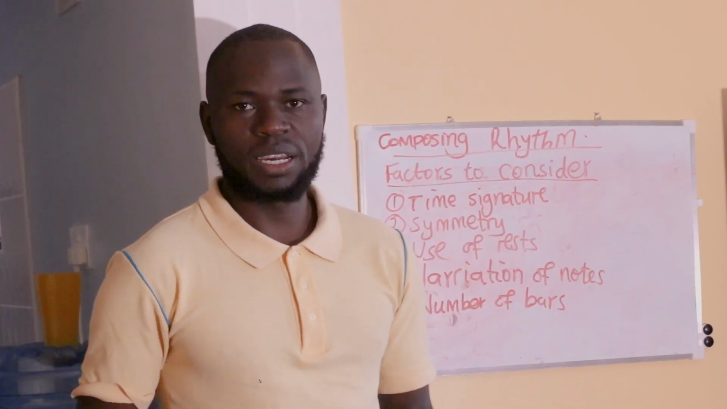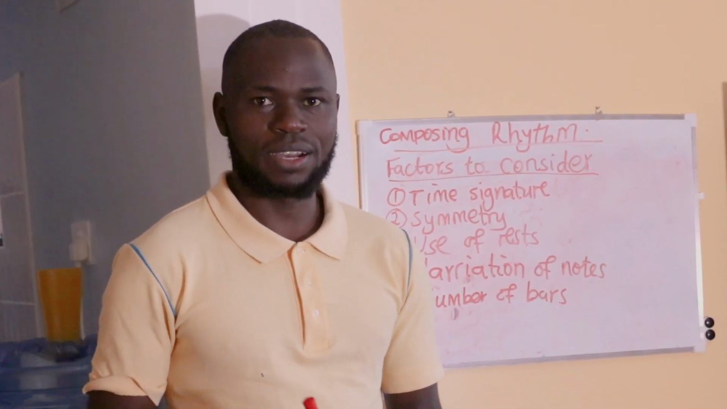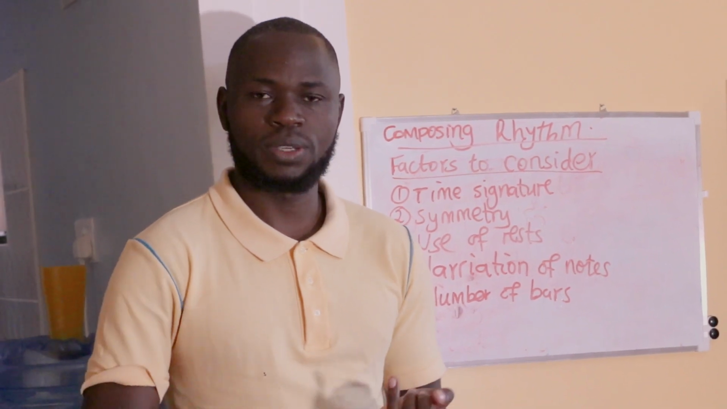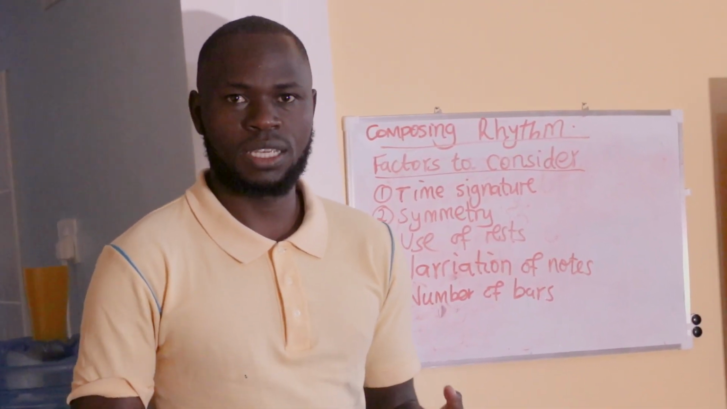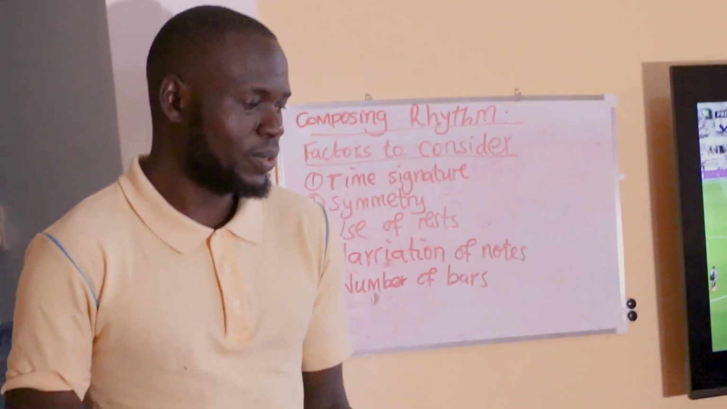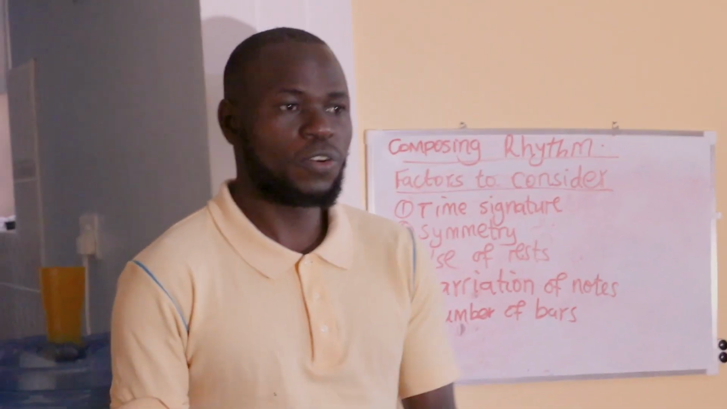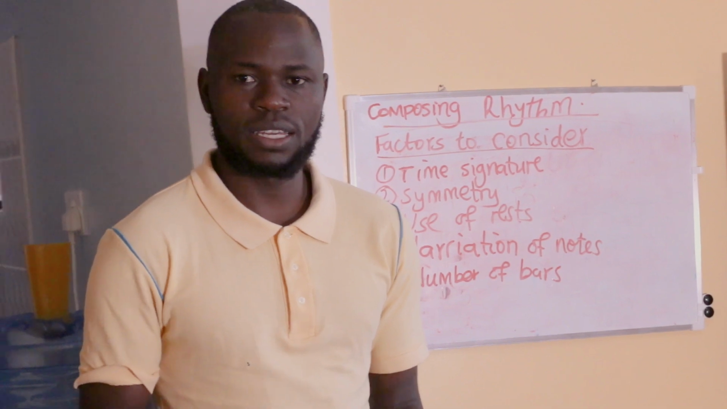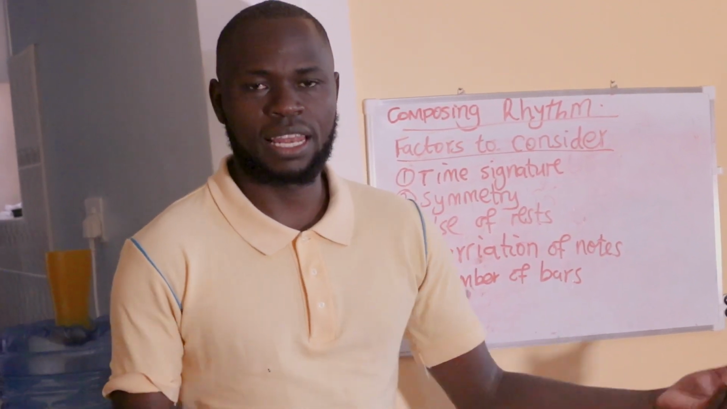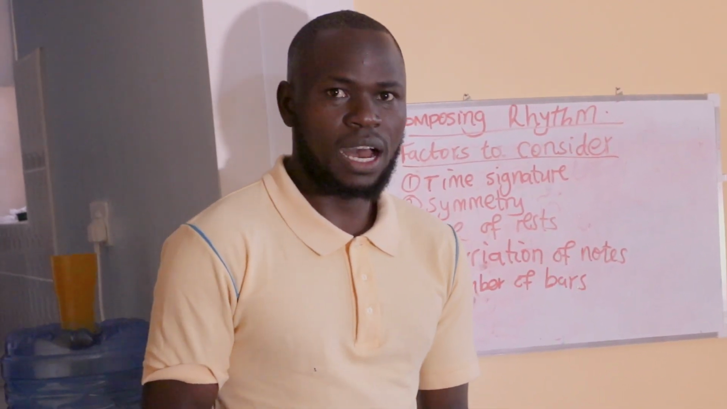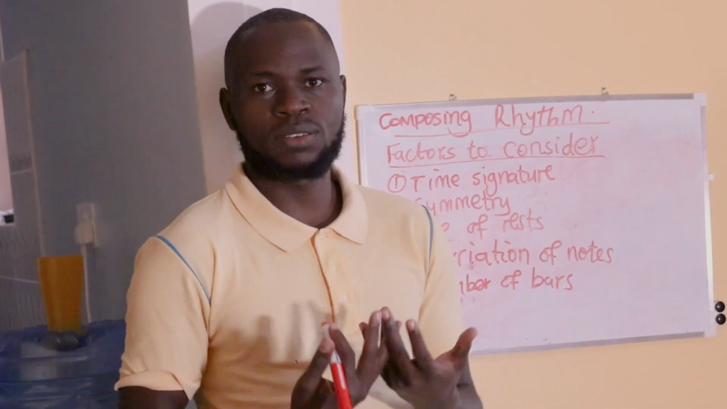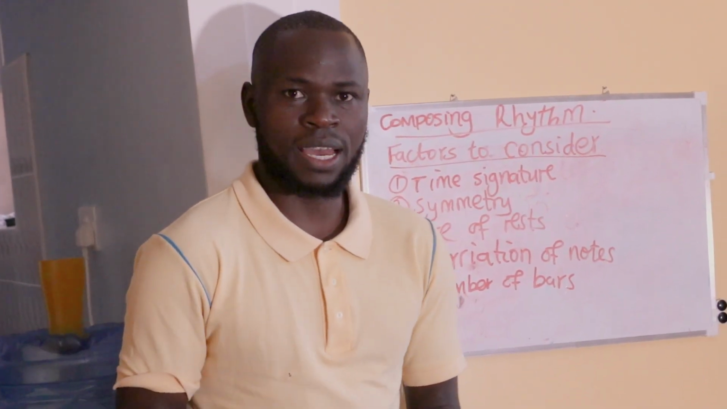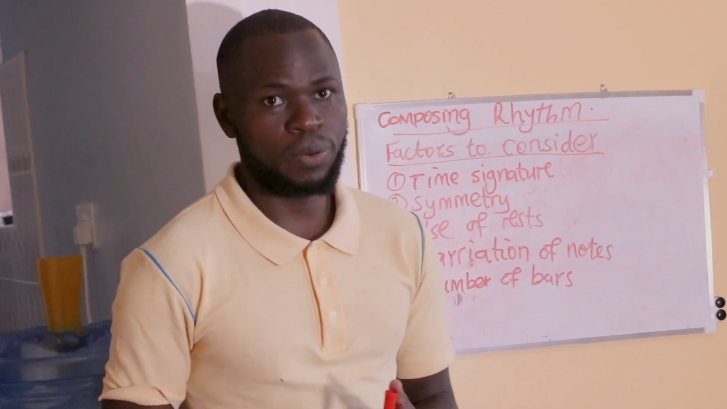Remember, in grade 7, we talked about composing rhythm in two ways: monotone rhythm and now rhythm considering the factors to put in place. So before we go to the construction of the rhythms, let me start with the factors. We talked about several. We talked about time signature, where you must adhere to the time signature when composing the rhythm. So time signature is very important.